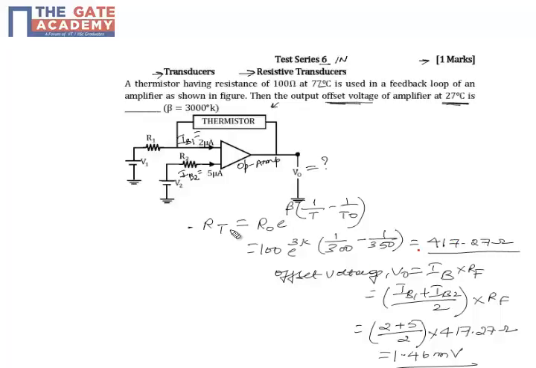Now I have calculated the resistance of the thermistor, which is the feedback resistor for the op-amp, as 417.27 ohms. I substitute the values in the equation to calculate the offset, which is nothing but the base current. Base current is the average of the two base currents, which is (2 microamperes plus 5 microamperes) by 2, into the feedback resistor, which we have calculated as 417.27 ohms. On substituting, I get the offset voltage as 1.46 millivolts, which is the offset voltage at 27 degrees centigrade.